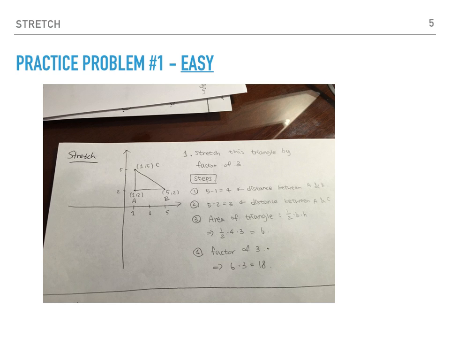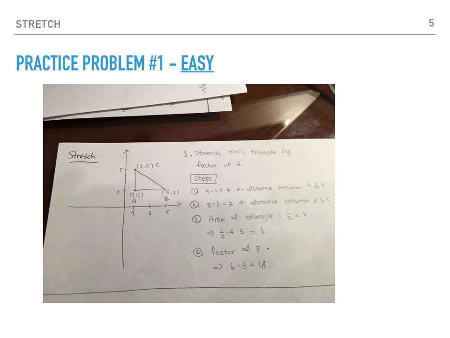Practice problem 1, this is the easier of the two. Next one will be a quote-unquote hard one, but we'll get to that in a minute. Stretch this triangle by a factor of 3, which means it's going to get much bigger by a scale of 3. First off, we're going to find the distance between vertices A and B, as shown in the picture. And then we'll find the distance between A and C, the opposite side, vertex.